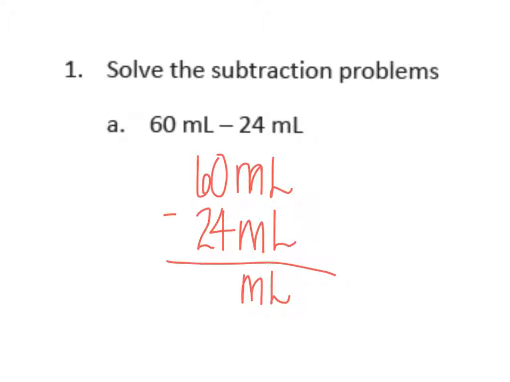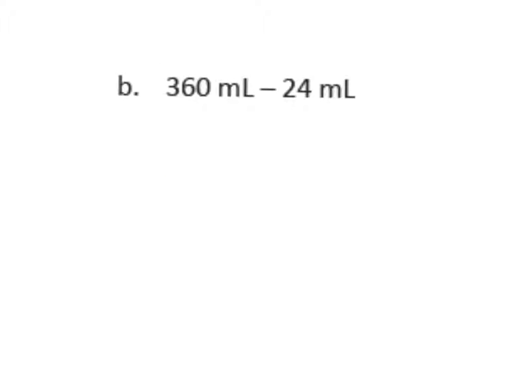Let's take a look at the ones. I have 0 minus 4. I can't take anything away from 0, so I have to borrow from the 10. So 6 becomes 5. I'm going to bring back a 10. So now I have 10 minus 4, which is 6, and 5 minus 2, which is 3. My answer is 36 milliliters.